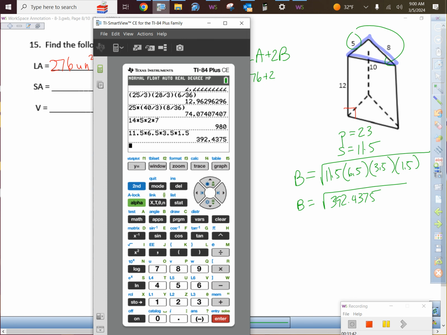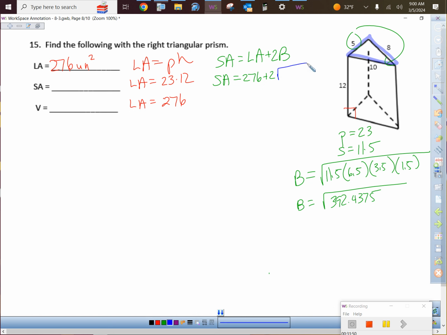392.4375. So let's put that into our formula up here. One base area is the square root of 392.4375. This is one exact answer. I do not want you to put it in the blank because it's too long. That is the exact answer. It's just too long to fit in this blank to put both the exact and the approximate. So you will show your exact answer in your work shown. Cool, that's where it'll be.